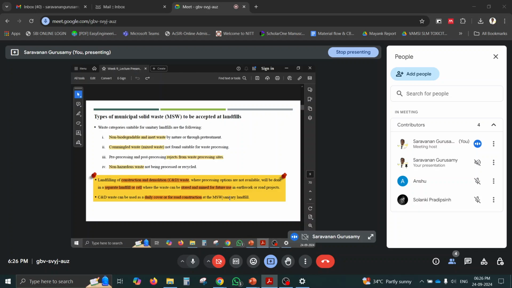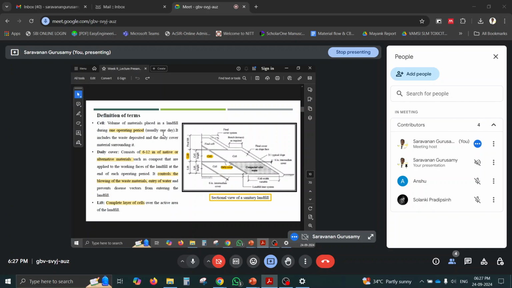So every landfill, that's what we are going to discuss in the upcoming slide. Every cell, or every day's waste, will be covered with the daily cover. So this C&D waste can also be used as a daily cover instead of soil. Okay. This is what we are going to discuss.